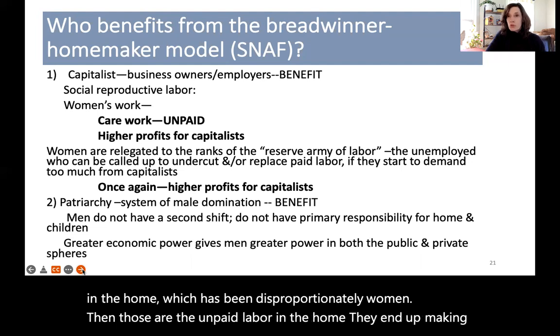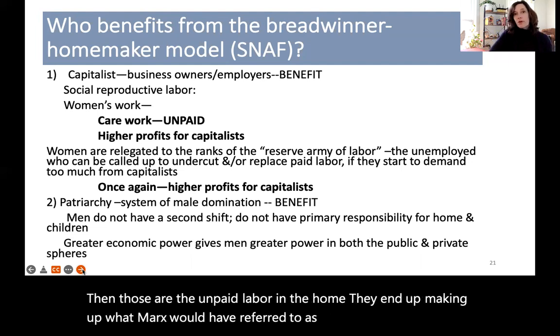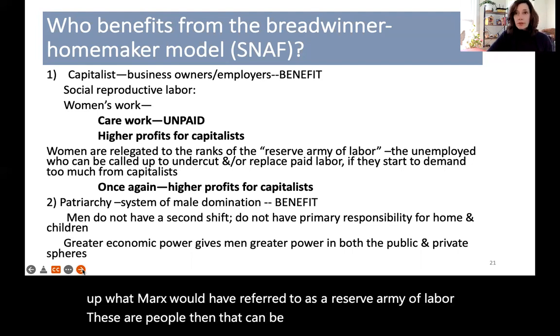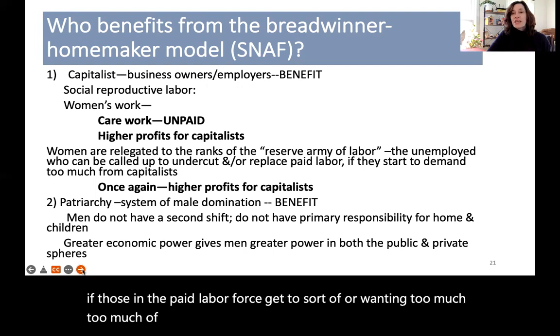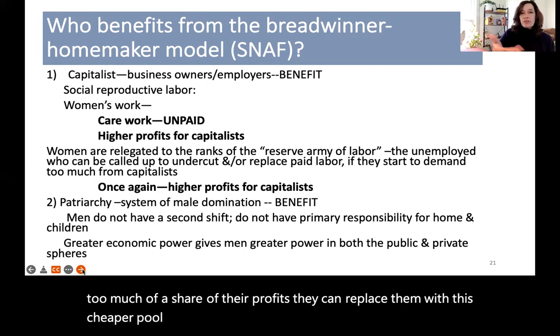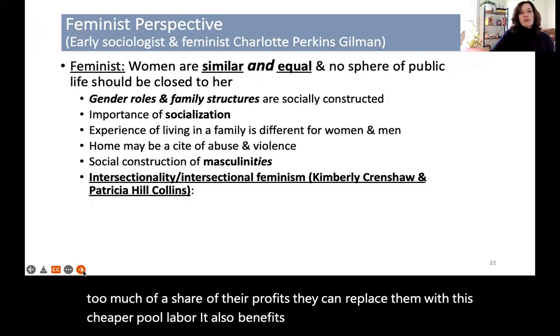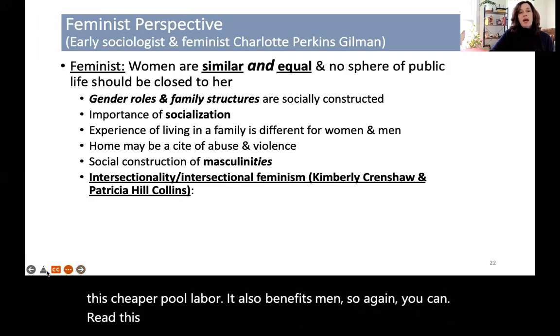Then those who are the unpaid labor in the home, they end up making up what Marx would have referred to as a reserve army of labor. These are people then that can be called up to work by capitalists. If those in the paid labor force get too pushy or want too much of a share of their profits, they can replace them with this cheaper pool of labor. It also benefits men. And so again, you can read this in your textbook.